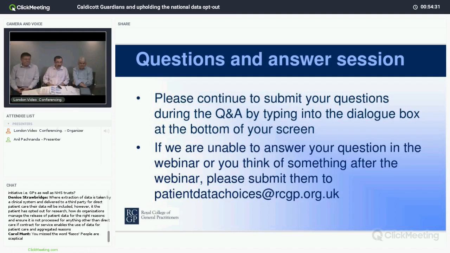Yeah, I think the key message is that this isn't care.data. We're not asking for information, we're actually providing a facility to stop information flow. I think that's the key. Yeah. Yes.